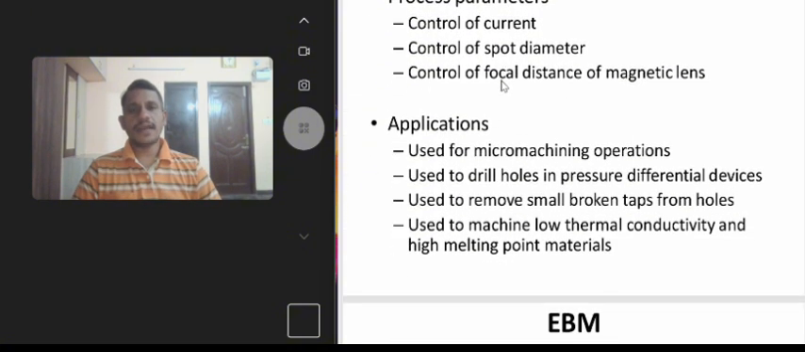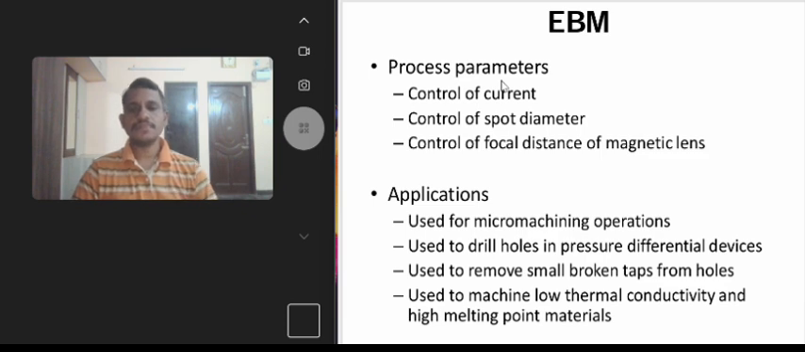Next is process parameters. The parameters which have significant influence on the beam intensity and metal removal rate are given below. Control of current, control of spot diameter, control of focal distance of magnetic lens. First one, control of current.